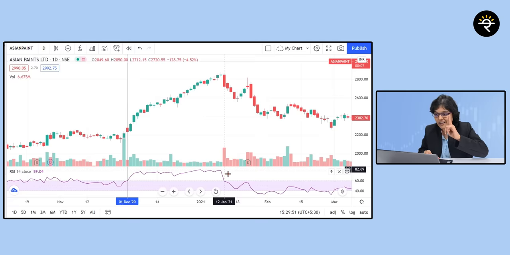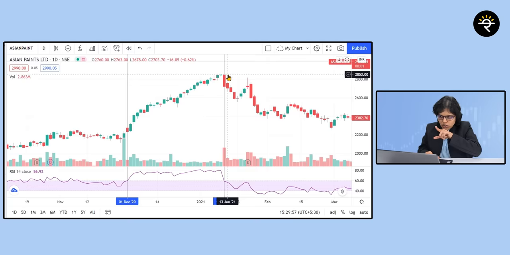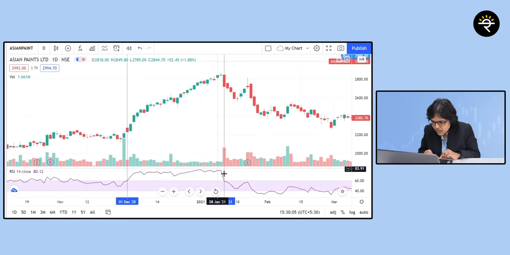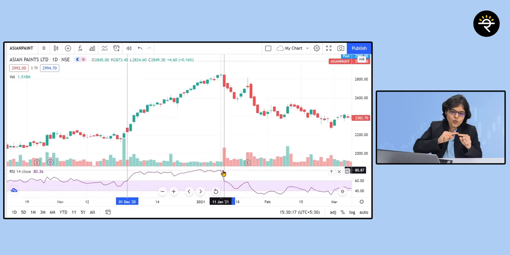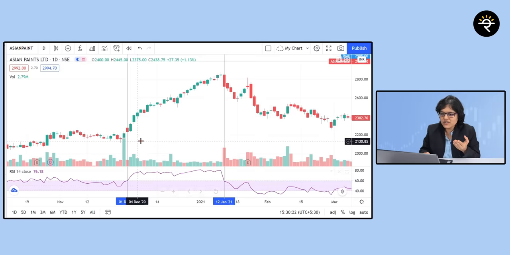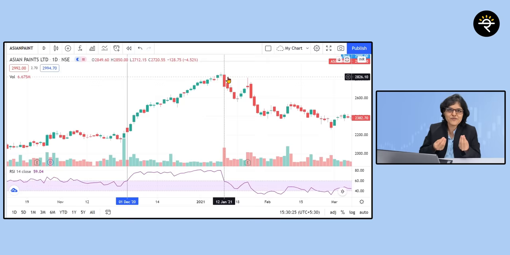Now, this was the big red candle, but what happened before that? So I'll just come one candle before this. This is the candle. Now see how much the RSI is at this candle. RSI at this candle is 80.87. So it is said that above 60, the stock starts showing strength, but once it reaches 80, now it is tired. See, poor thing, it has gone up so much, it will be tired, no? At some point of time, it has to go down, right?